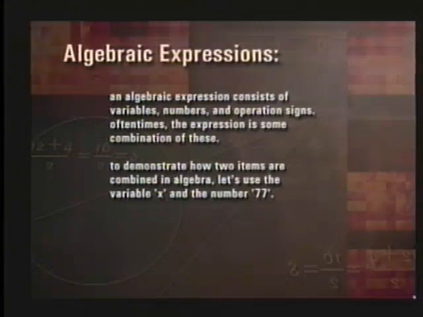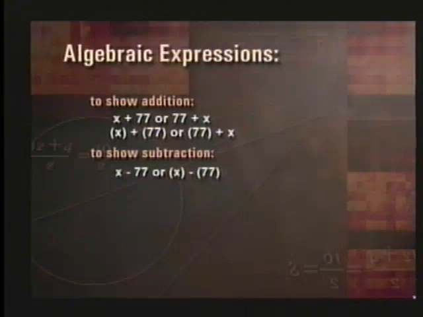In the next graphic, an algebraic expression consists of variables, numbers, and operation signs. Oftentimes, the expression is some combination of these. To demonstrate how two items are combined in algebra, let's use the variable x and the number 77. So, for example, to show addition, we write x plus 77 or 77 plus x, which has the same meaning. Sometimes they even put parentheses to quantify parts, so you can use parentheses with addition as well, and notice you can write it in reverse order.